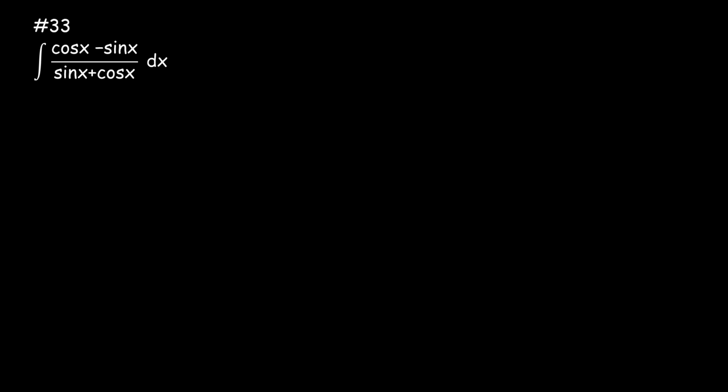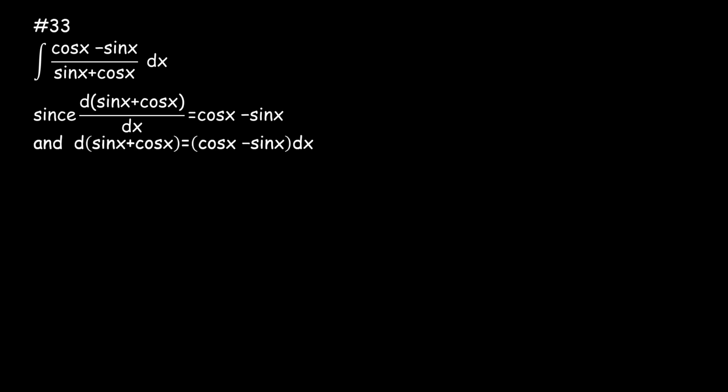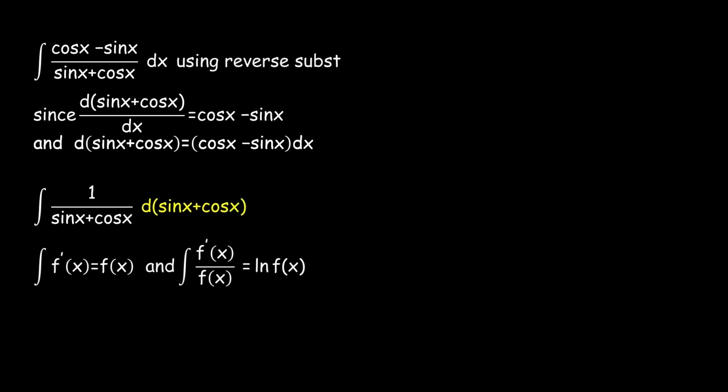Observe that the derivative of the denominator is equal to the numerator. If we let the denominator, sin x plus cos x, be equal to u, we see that the derivative is cos x minus sin x. We can then highlight this and replace all of the numerator, including the dx, with just the derivative of sin x plus cos x.